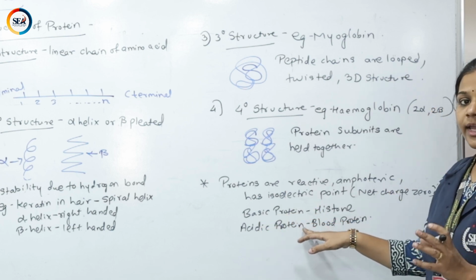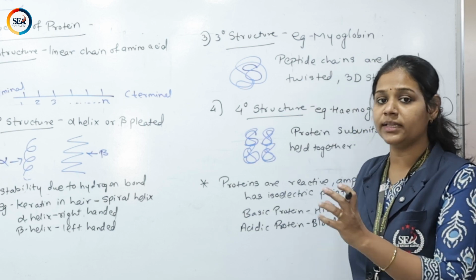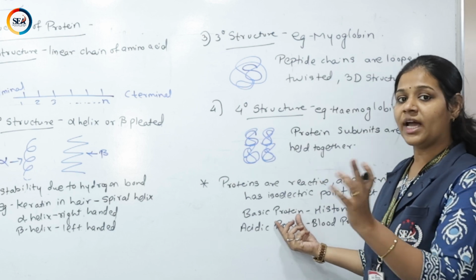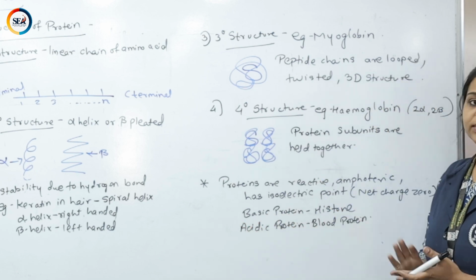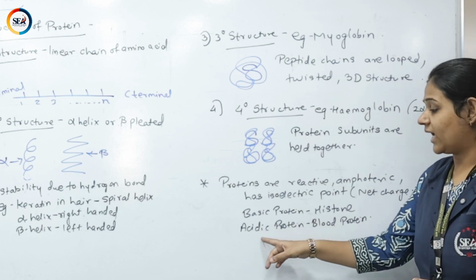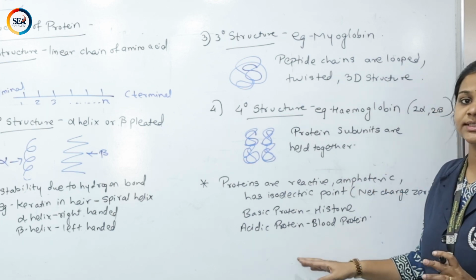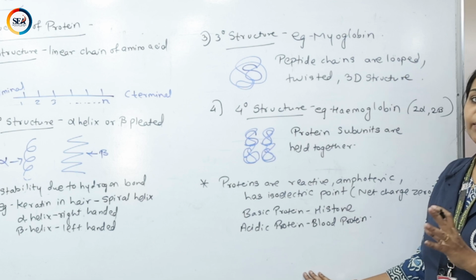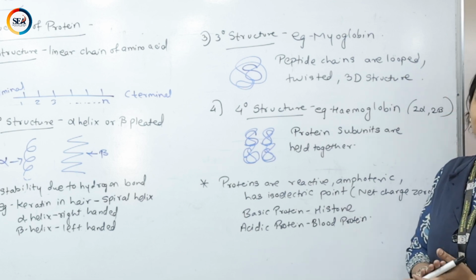Basic protein: if the number of basic amino acids in the protein is more, the protein gets a characteristic positive charge, and that protein is called a basic protein. Example, histones are basic proteins. Acidic protein: if the number of acidic amino acids in the protein is more, the protein gets an overall negative charge, and that protein is called an acidic protein. Example, blood proteins are mostly acidic.